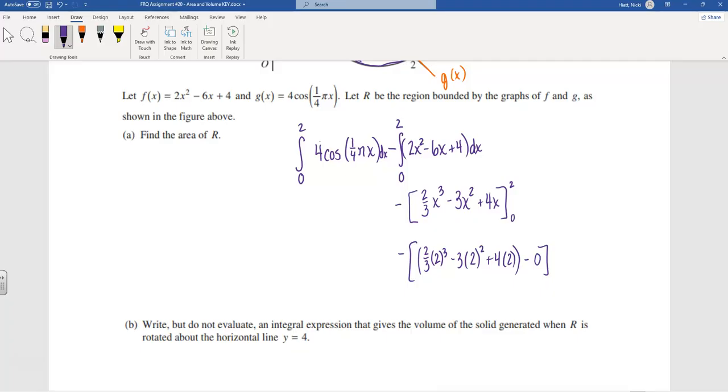I can pull the 4 out. I would definitely do that, but it's just a coefficient. So I can take that 4 and move it out front.